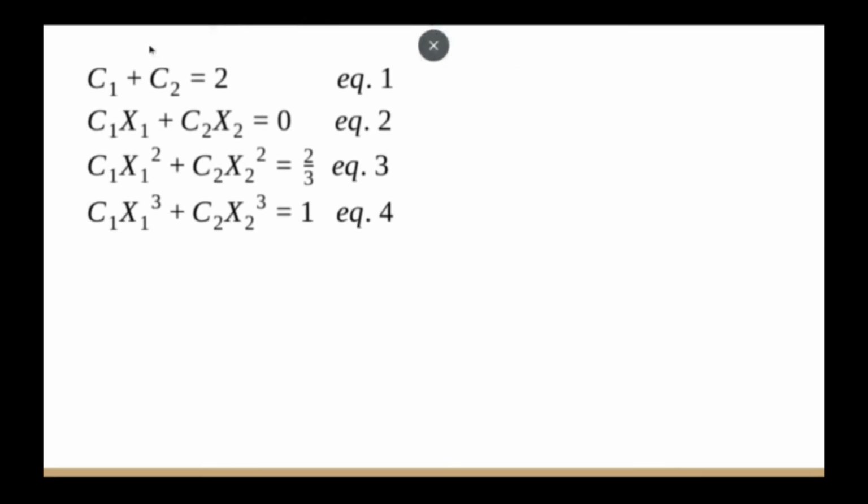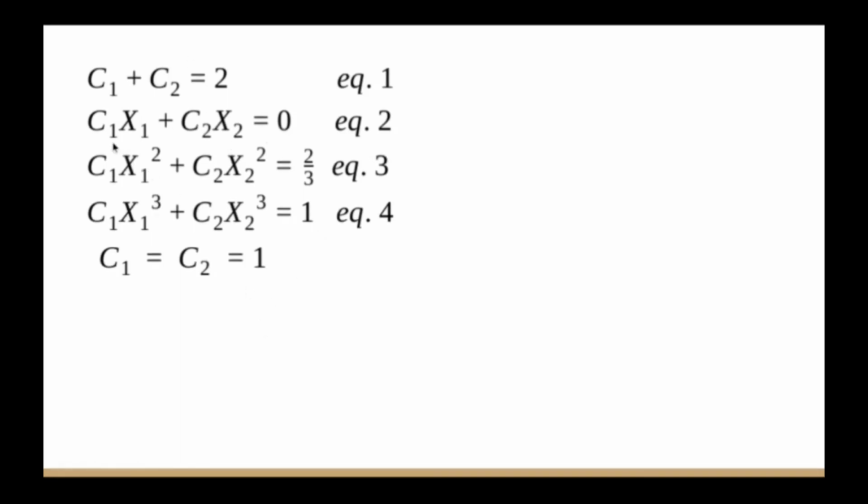So we have those 4 equations, right? Looking at the first equation, we have c sub 1 plus c sub 2 is equals to 2. So we can say that c sub 1 is equals to 1 and c sub 2 is equals to 1. So c sub 1 and c sub 2 are equal, both with the value of 1. Right? So next, look at equation 2.